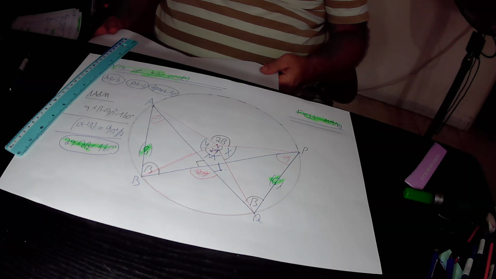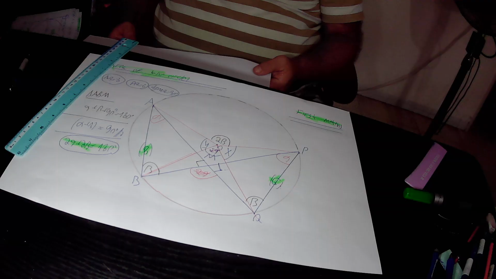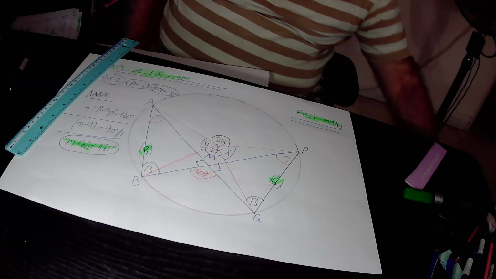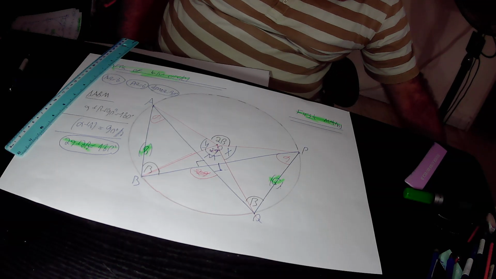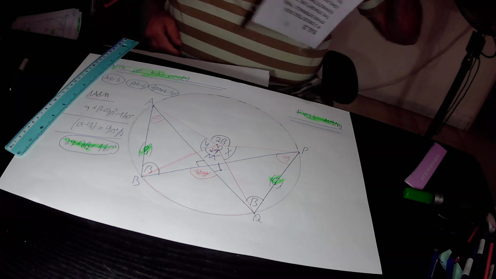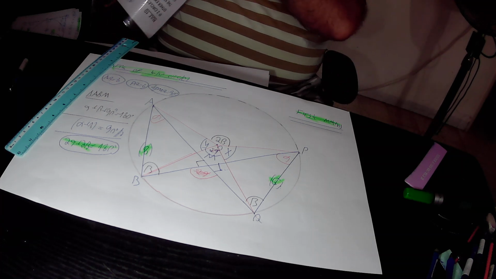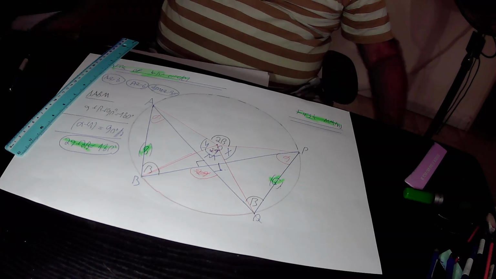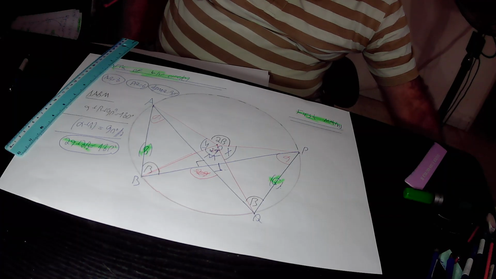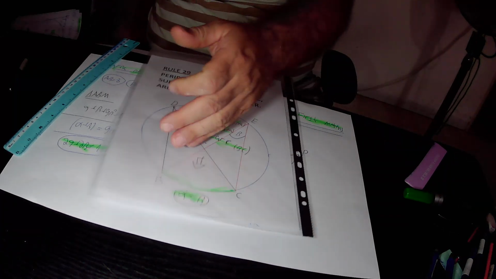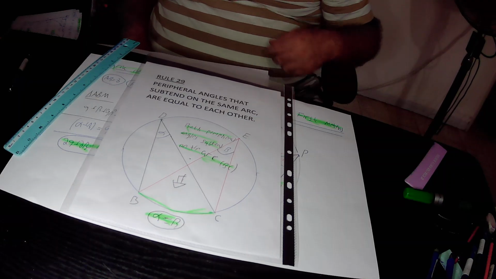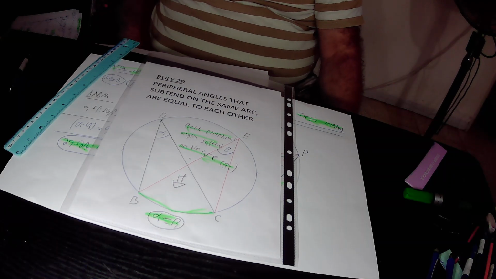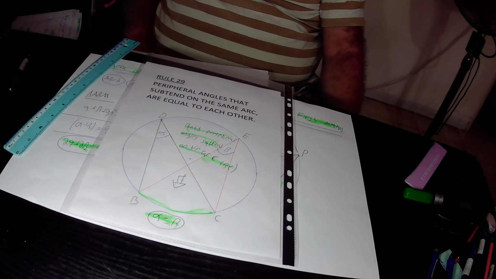So, first of all, I presented to you rule 29, and I presented rule 29 in our drawing. According to rule 29, peripheral angles that subtend on the same arc are equal to each other.